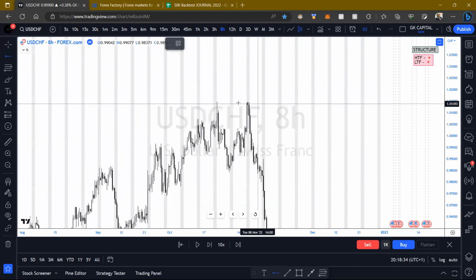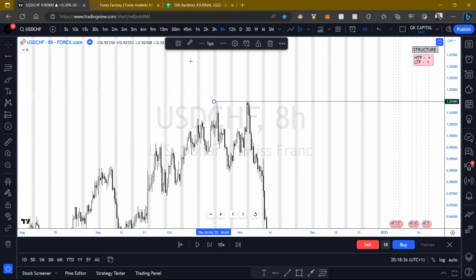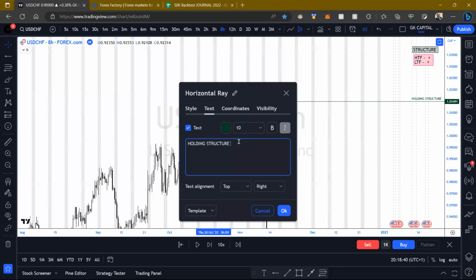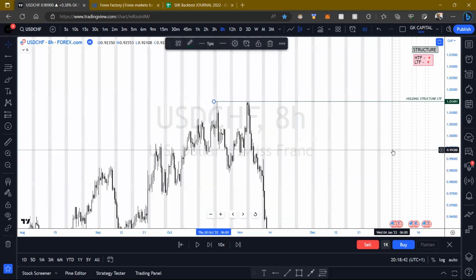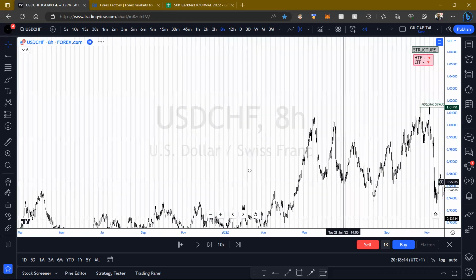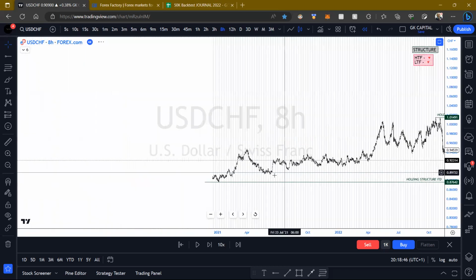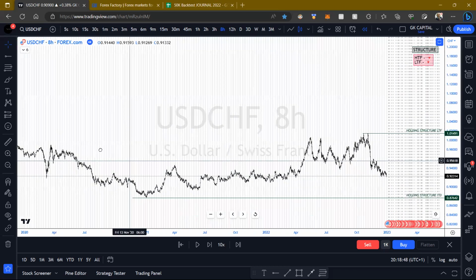So this is what's holding it, structure. And that's our lower time frame here. So high time frame and lower time frame are bearish, and then we're being maintained intraday here.